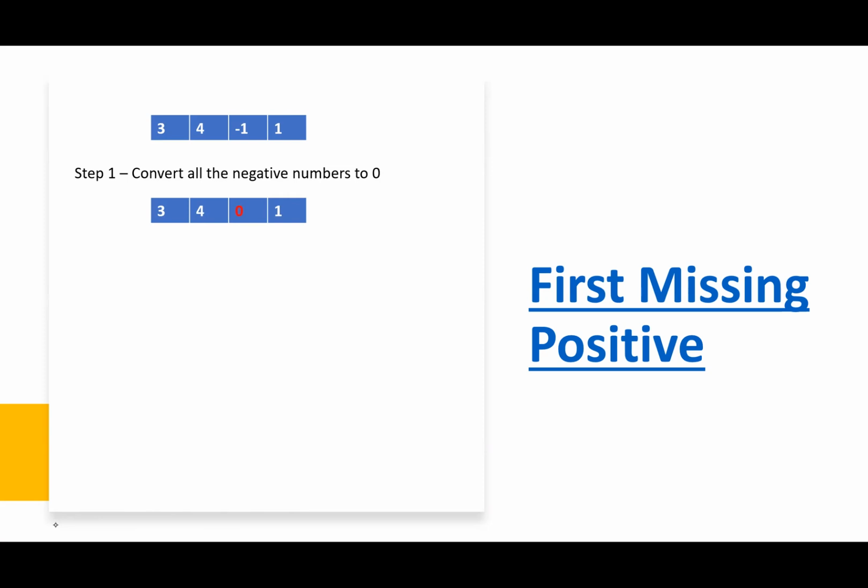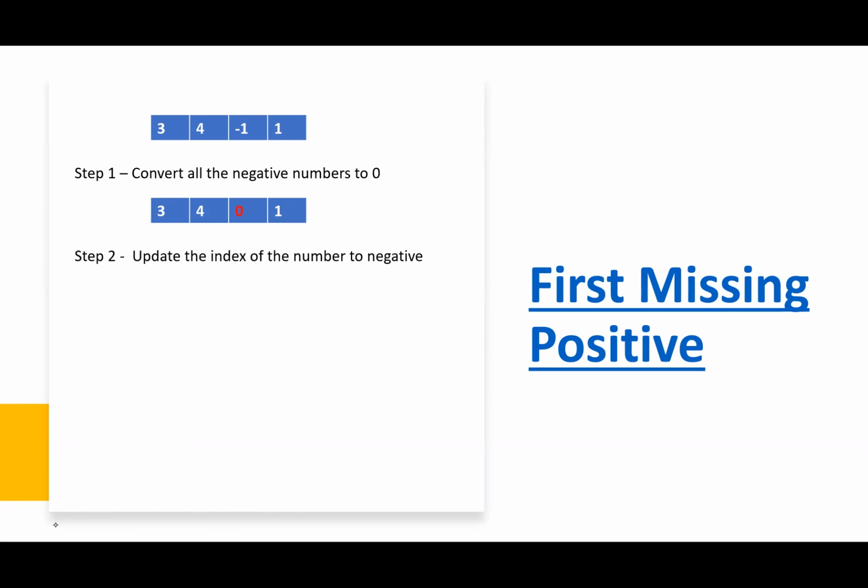Here, the first number is 3, we leave it as it is. The second number is 4, which is also greater than 0, so we leave it as it is. The third number was -1, so we convert it into 0, and the fourth number was also positive, so we leave it as it is. So only one number, which is -1, we convert into 0.